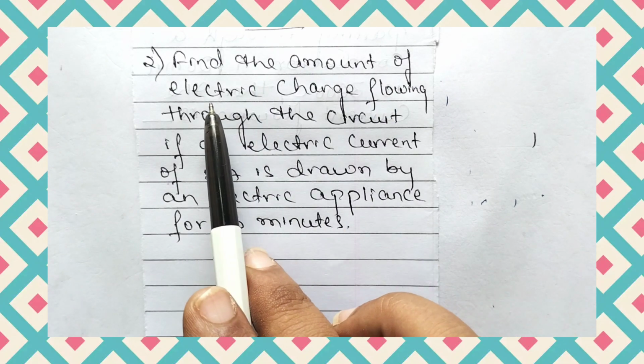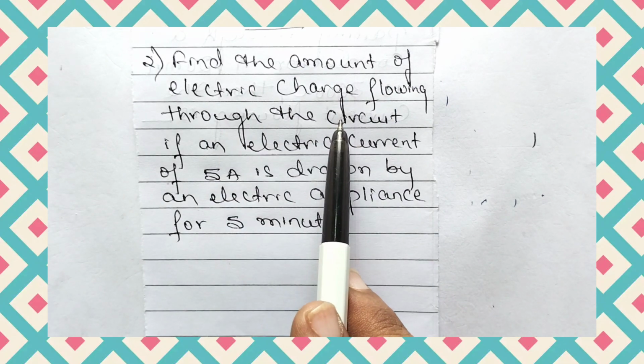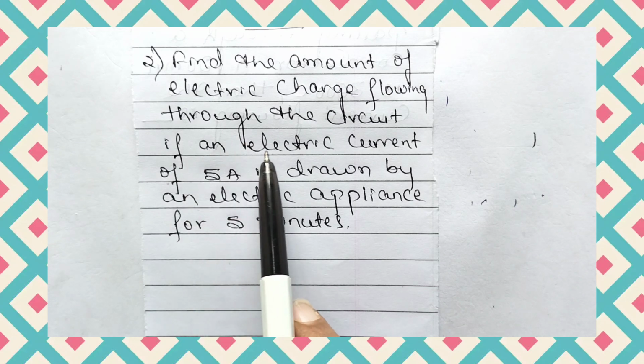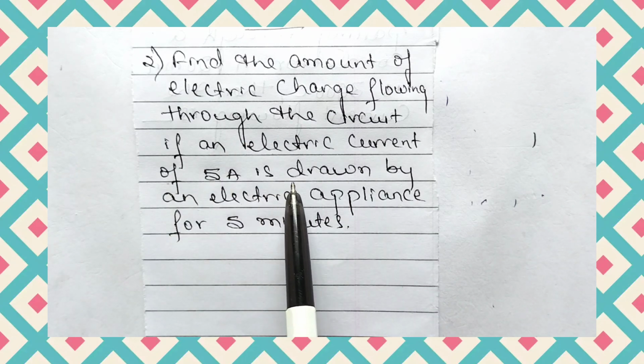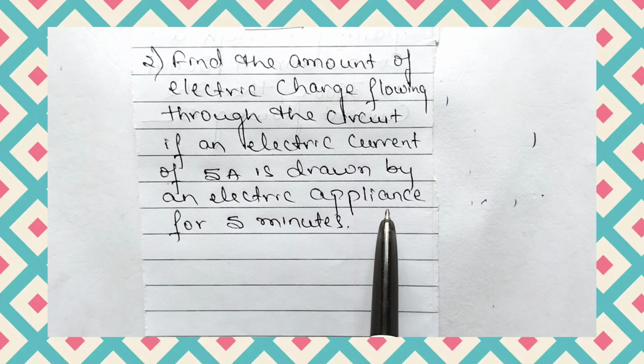Find the amount of electric charge flowing through the circuit if an electric current of 5 ampere is drawn by an electrical appliance for 5 minutes, is what is given.